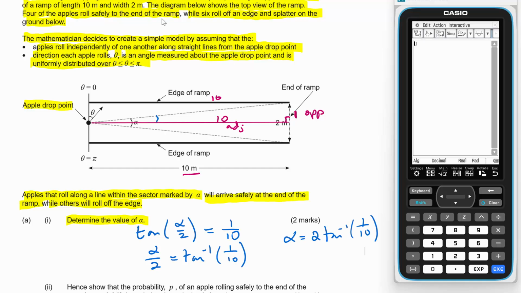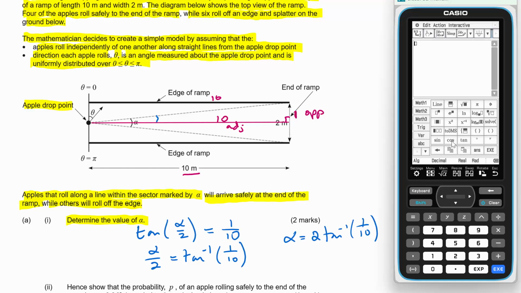Now we need to make sure here that we're in radians, and then we can just go to the trig tab, and we're going to do 2 times the inverse tan of 0.1, and that's going to give me 0.199, correct to 3 decimal places.